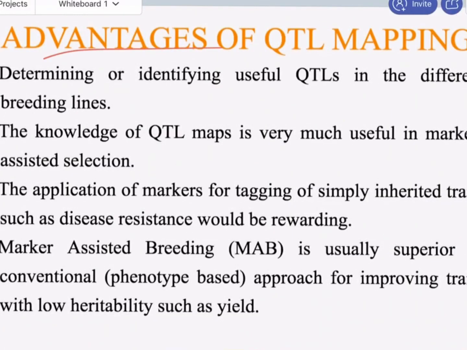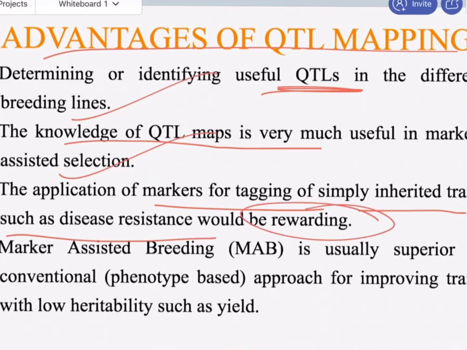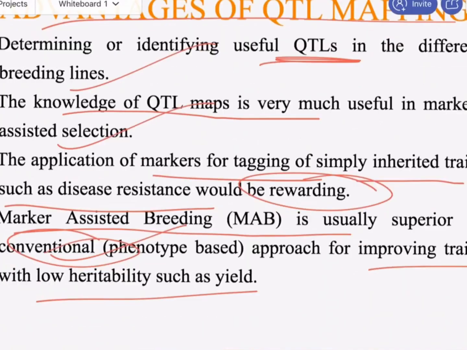Now let's come to the advantages of QTL mapping. It helps in determining the useful QTLs in different breeding lines. It gives knowledge about the QTL map, which is very useful in marker-assisted selection. The application of markers for tagging simply inherited traits such as disease resistance would be rewarding. In marker-assisted backcross breeding, the method is usually superior to the conventional type because conventional breeding takes more time for improving traits with low heritability such as yield contributing characters.